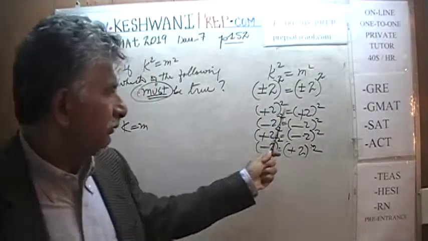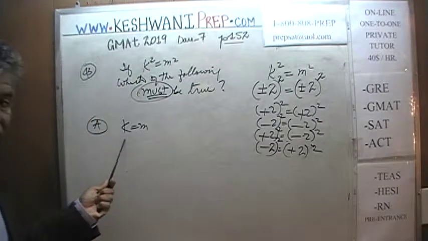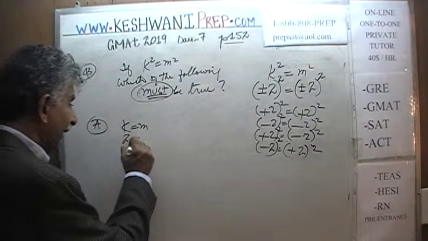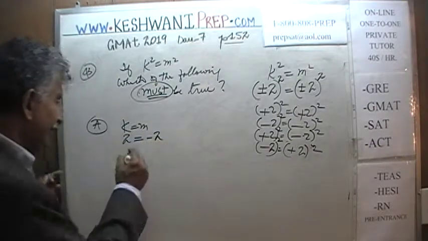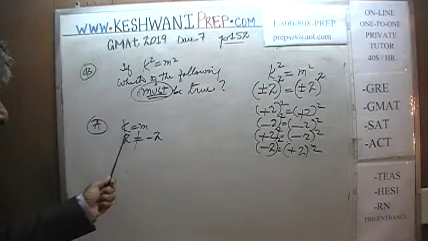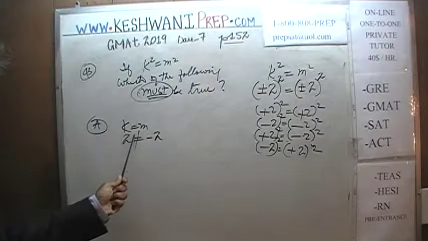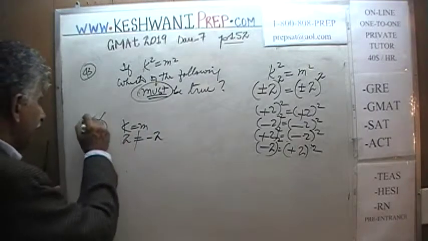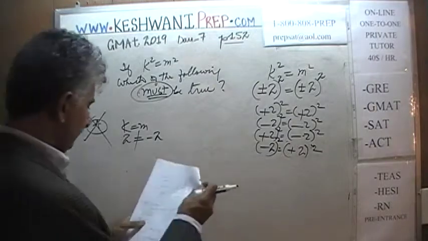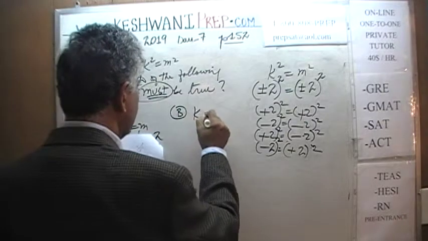Either they are both positive, both negative, or they are of opposite sign. So here, for example, this is something that may be true or may not be. Maybe k is positive 2 and m is negative 2, in which case k is not necessarily equal to m. Which of the following must be true? This is not something that must be true. It may be true, but not necessarily so. Answer choice B says k is equal to negative m.